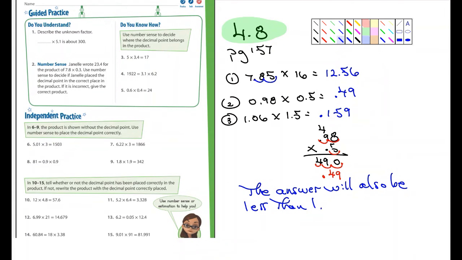All right. So this is lesson 4.8. I'm doing it on my tablet because my projector's not cooperating. Page 157. We just did 1, 2, and 3.